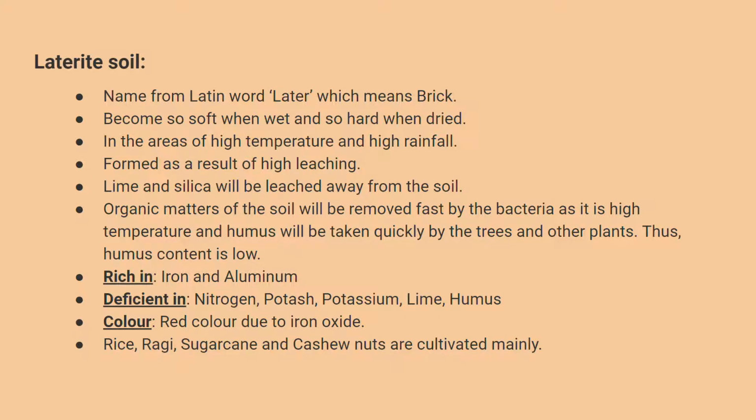It is used for cultivation. It can be converted into farms, but laterite soil mainly has to be left for growth of some kind of plantation crops like cashew. Coffee can be planted on it, but in some areas where it is not washed off in large amount, rice and ragi can also be grown in this kind of soil, but mainly it is used for cashew and coffee cultivation.